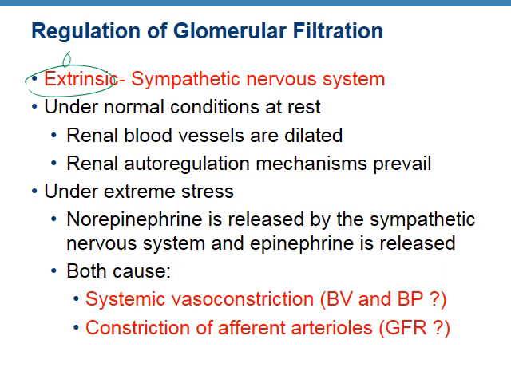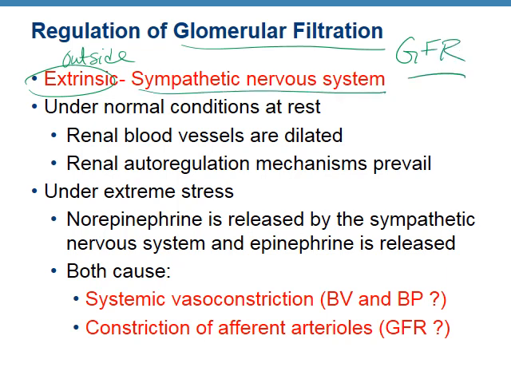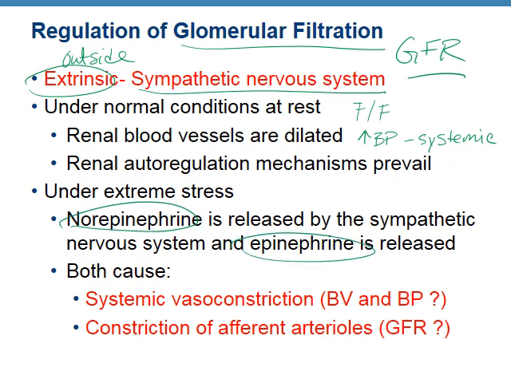So what are some of the outside regulatory mechanisms that are happening to affect the glomerular filtration rate? Well, you should automatically think sympathetic nervous system. Remember, that's our fight or flight. So what's going to happen with sympathetic nervous system? We're going to increase blood pressure, right? This is systemic blood pressure. We're going to increase systemic blood pressure, increase heart rate, breathing, right? This is triggered by epinephrine and norepinephrine. Those are our adrenaline hormones that were released from the adrenal gland, specifically the adrenal medulla.